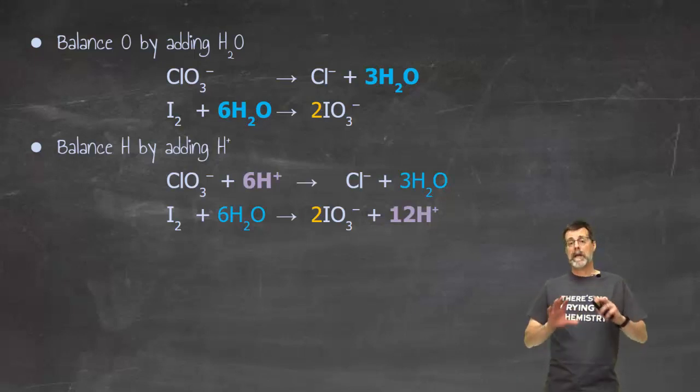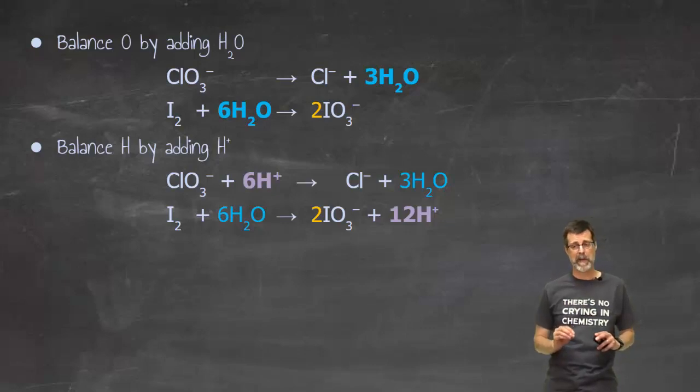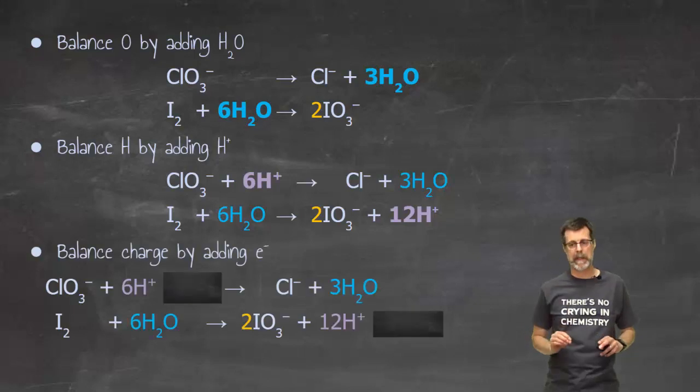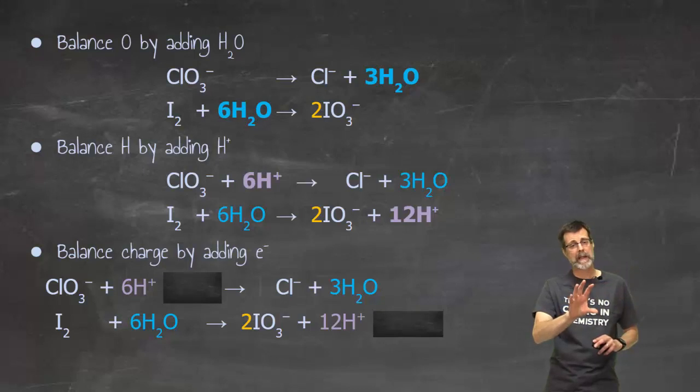Okay, now where I ran into a problem last time was with the electrons. Now the electrons are the last thing I balance, but also the most important thing I balance. This is also the thing that's going to cause the most headaches. So I'm going to balance the charge by adding electrons. Now here's the thing: electrons have a negative charge. I can take a positive charge and add electrons to make it more negative. I cannot change a negative charge by adding electrons.